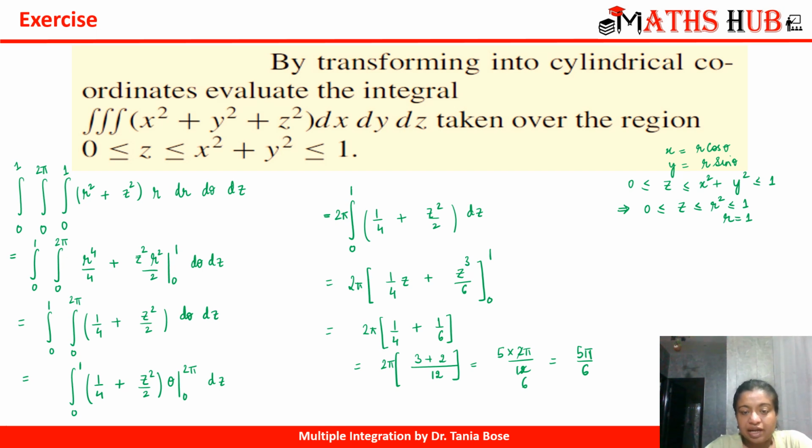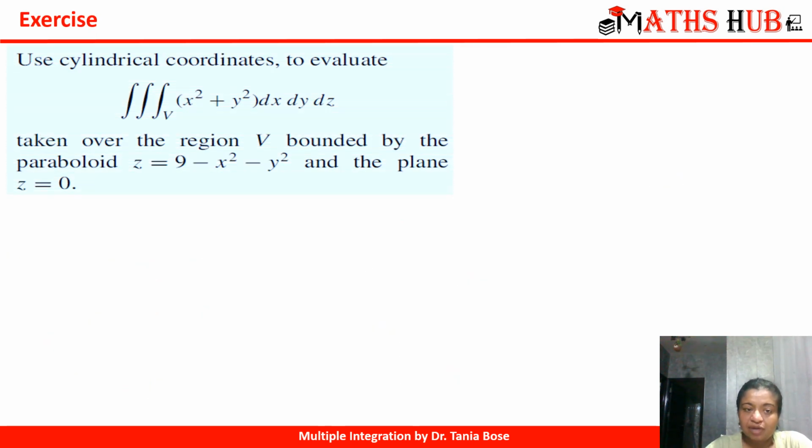So now we move on to the next question, which is also a conversion from Cartesian to cylindrical coordinates. So using the cylindrical coordinates, we need to evaluate the triple integral over the volume V of x square plus y square dx dy dz, taken over the region V bounded by the paraboloid z is equal to 9 minus x square minus y square, and the plane z is equal to 0. So let us try to calculate the integrand first. So x square plus y square will become r square. The Jacobian is r, and then we have, you can place any order, dz, dr and dθ.